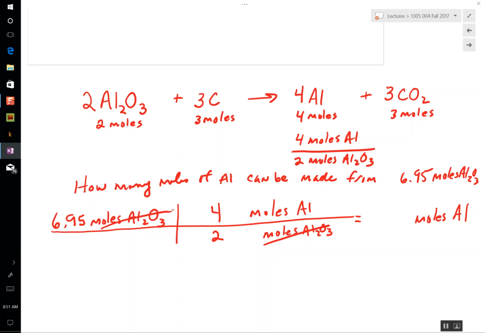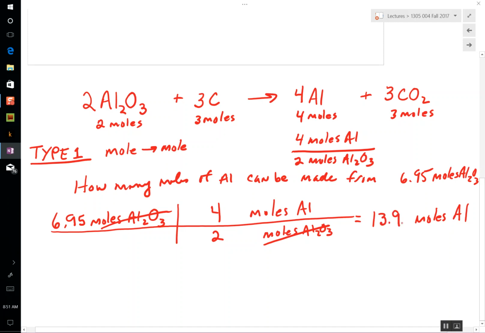Okay, I'm going to label these problems. This is type 1, mole to mole. We're going to do 3 major types here. So we have 6.95 times 4 divided by 2, and that's going to be 13.9 moles of aluminum.